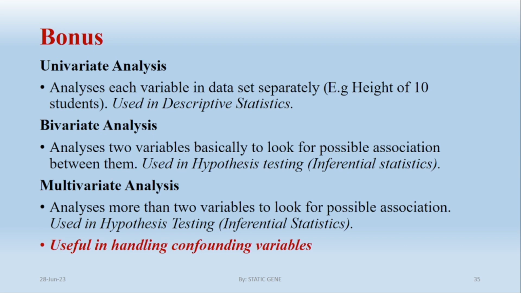Now, the above is important in handling confounding variables. So multivariate analysis is really important in handling confounding variables. Confounding variables are variables that influence both the independent and the dependent variable. They are very, very important.